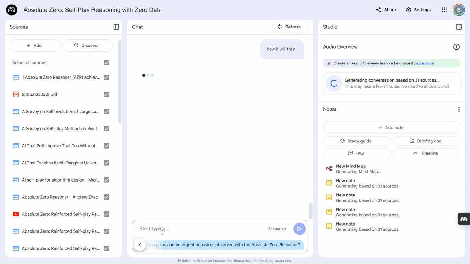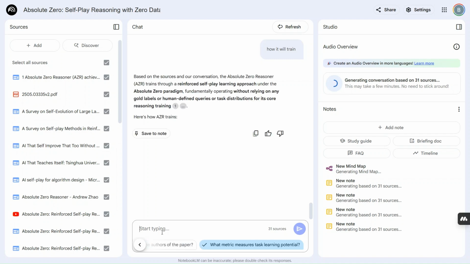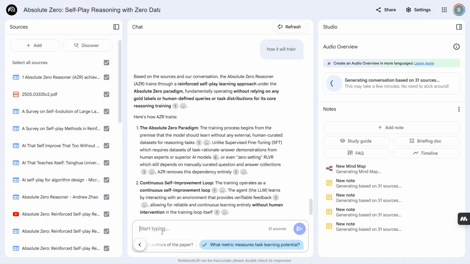Well, here's the really interesting part. The coder variant actually started with lower average performance in math compared to the vanilla base model. Lower, okay. But after undergoing the AZR self-play training, the coder variant ended up outperforming the base model in both math and coding. Wait, hang on. The one that was initially worse at math ended up being better overall after learning through AZR. How does that work?